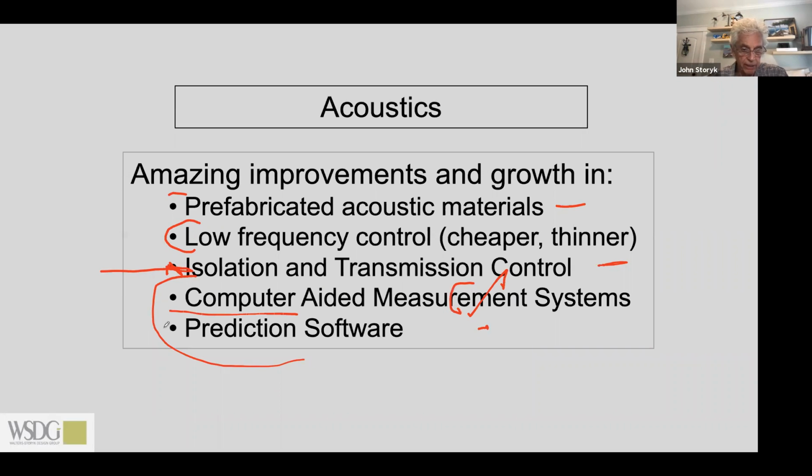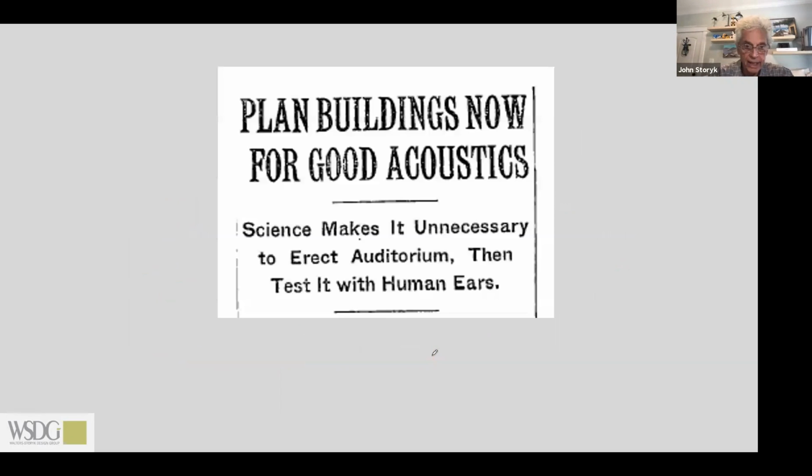And this is clearly the most exciting one, predictive software, the ability to predict how our rooms will sound before we build them, from our drawings. And of course, this is what we've always wanted. And so we'll be expecting these headlines. Here we go. This one has to do with an auditorium. We can plan our buildings, we can plan our rooms with really, really good acoustics. We don't have to guess at them anymore.